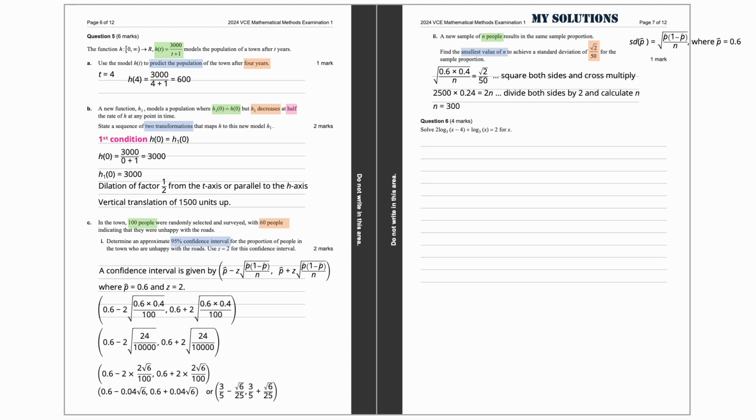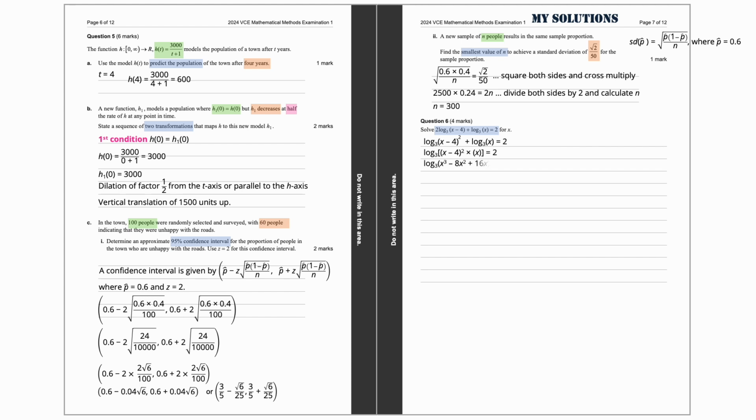Question 6. Solve the equation 2 log in base 3 of x minus 4 plus log in base 3 of x equals 2. First of all, we know that the 2 at the front of the first logarithm goes inside as a power of x minus 4. An addition of 2 logarithms is actually multiplying the quantities inside the logarithm.